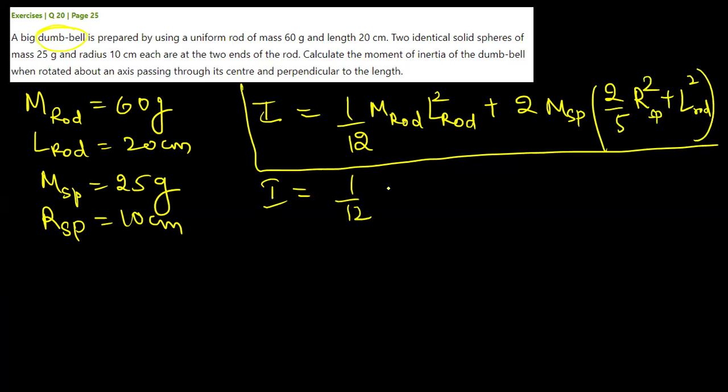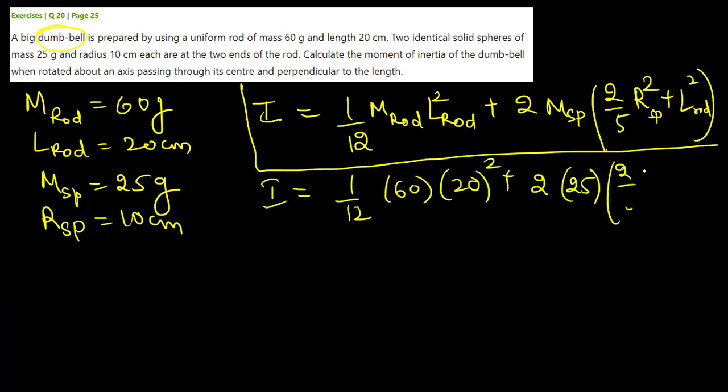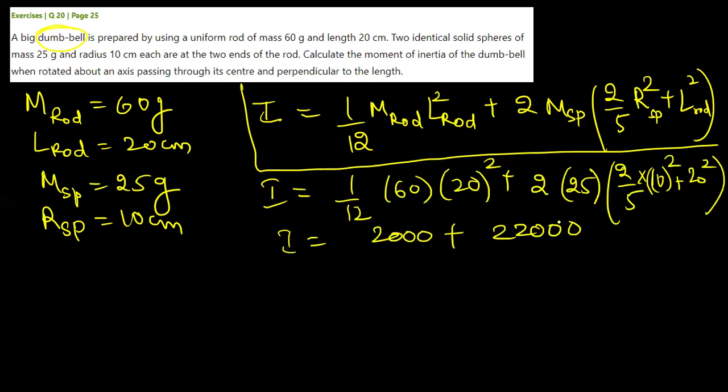1/12 into mass of rod का वैल्यू 60 into 20 square plus 2 into mass of sphere 25 gram into 2/5 radius of sphere is 10 का square plus length of rod is 20 का square. When you solve this you get this as 2000 and this as 22,000. प्लस के पहले वाला टर्म 2000 मिलेगा, प्लस के बाद वाला टर्म 22,000 मिलेगा। आंसर आएगा 24,000 ग्राम सेंटीमीटर स्क्वायर.